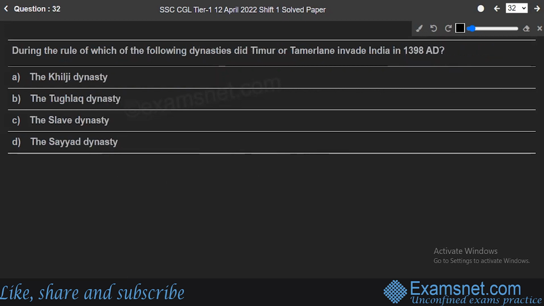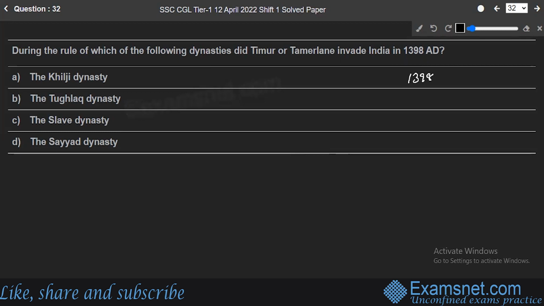During the rule of which of the following dynasties did Timur or Tamerlane invade India in 1398 AD? Is it the Khilji dynasty? Is it the Tughlaq dynasty, the Slave dynasty, or the Sayyid dynasty? Which is the correct answer to the question? See, Timur marched into India with his army and reached Delhi in 1398, attacking the Delhi Sultanate ruled by Sultan Nasiruddin Muhammad Shah Tughlaq. He started his journey from Samarkand.